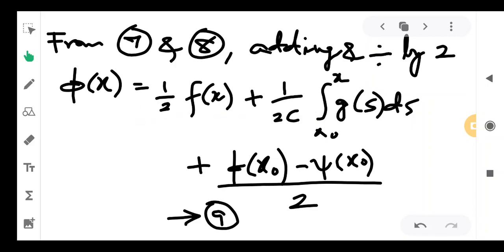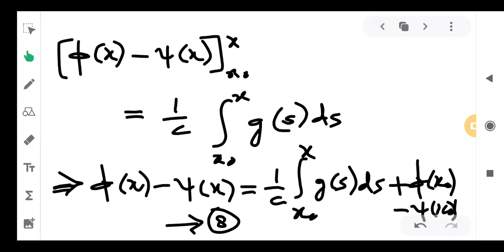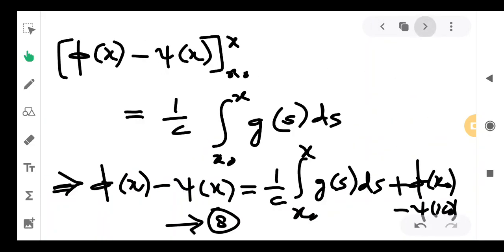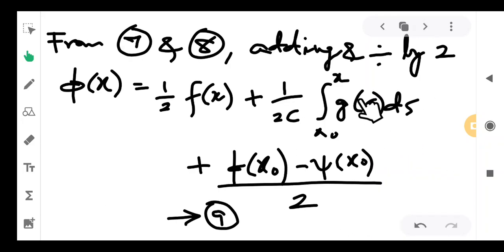we will be getting phi of x. That is equal to, on the other side, if you remember, in equation number 7 we have f of x. In equation number 8 we have this expression. Therefore, f of x added with this one and divided by 2 will be 1 by 2 f of x plus 1 by 2c integral x0 to x g of s ds, plus phi of x0 minus psi of x0 by 2. If you remember, this is the side in equation number 8. This is the side in equation number 7.